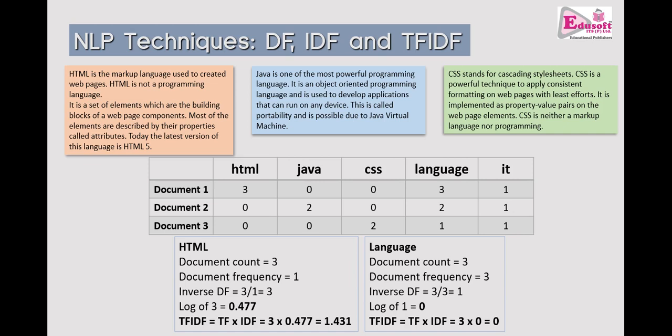Now, once we are able to understand term frequency, then we go for something called document frequency. Document frequency means in how many documents out of that collection of documents.